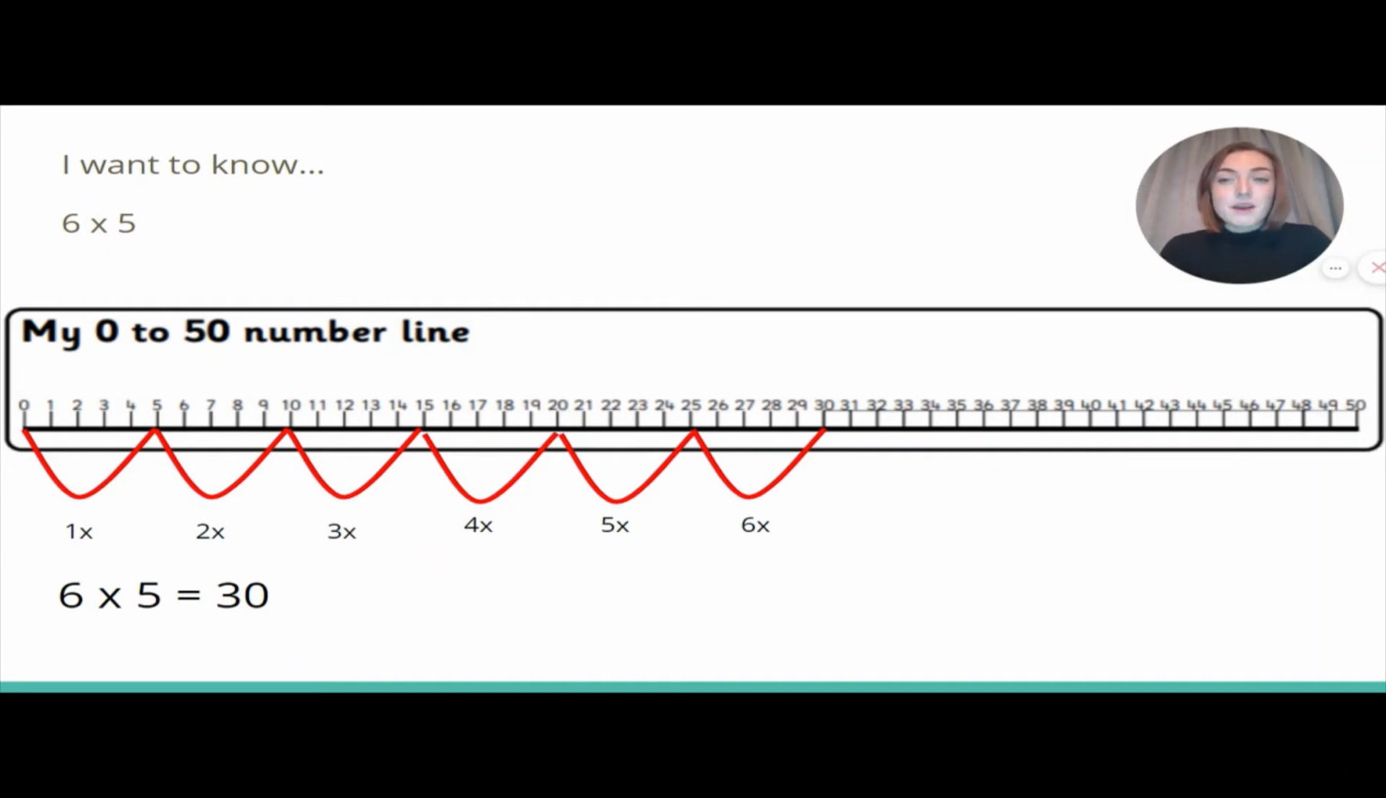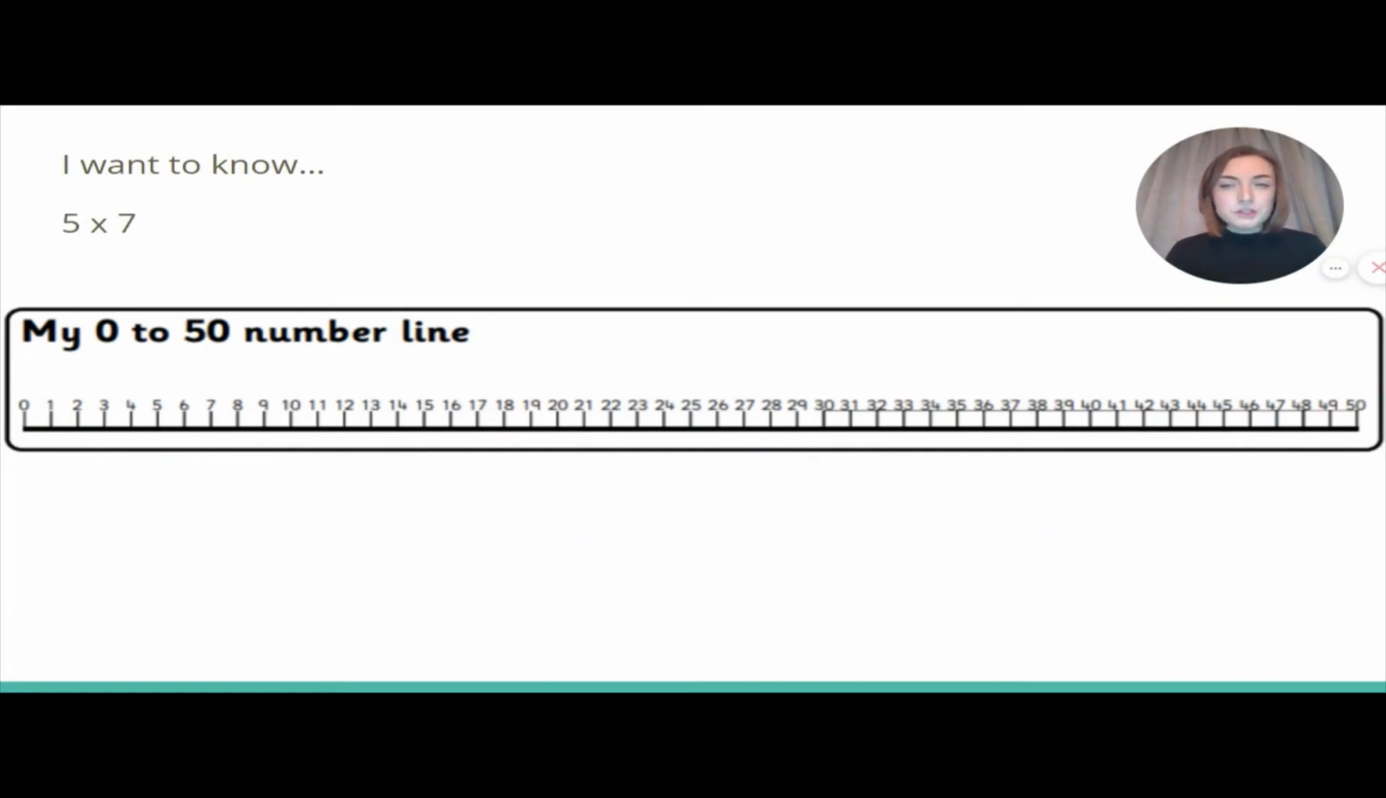Yes, it would. My answer would still be 30. Now I want to know 5 times 7. Pause the screen here and see if you can use the number line to work out 5 times 7. Or maybe you think you don't need the number line and you can count in 5s using your skip counting on your fingers. Pause now.